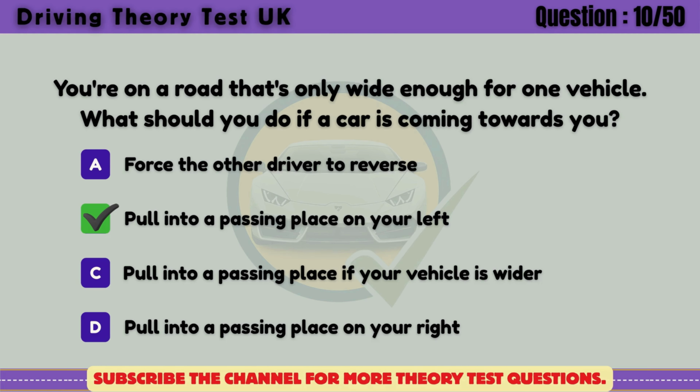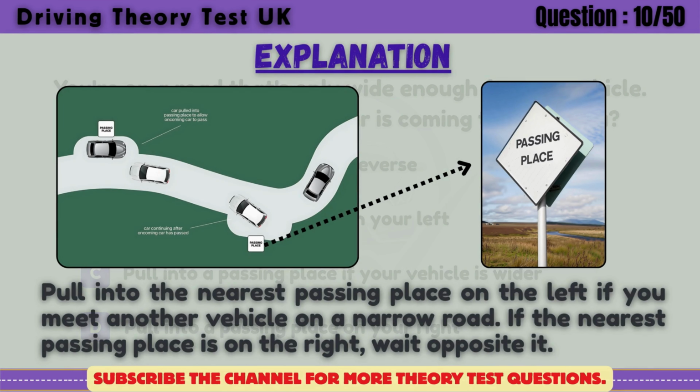Answer is B. Pull into a passing place on your left. Pull into the nearest passing place on the left if you meet another vehicle on a narrow road. If the nearest passing place is on the right, wait opposite it.